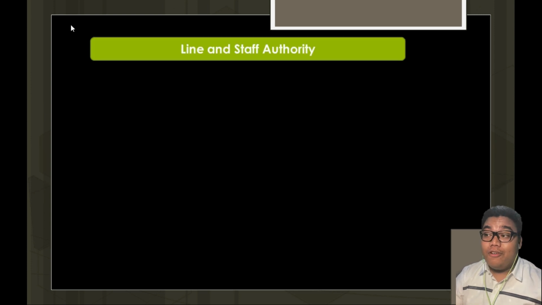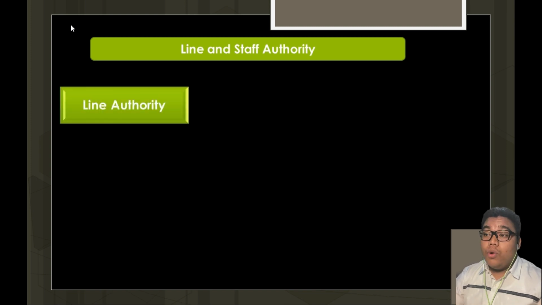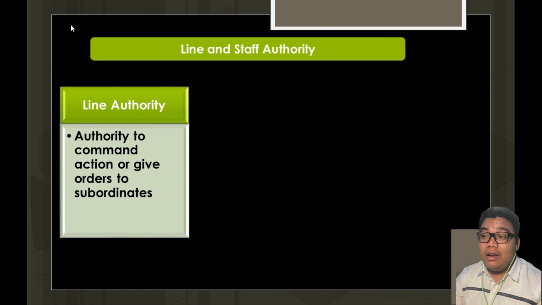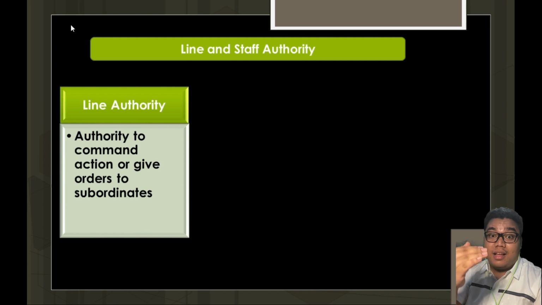Line and staff authority. What is the difference between line and staff authority? When we say that you have a line authority, this is the authority to command action or give orders to subordinates. This means that, for example, if you are a senior accountant, you have line authority over the junior accountant. A supervisor has a responsibility, line authority to the staff, which he or she handles.